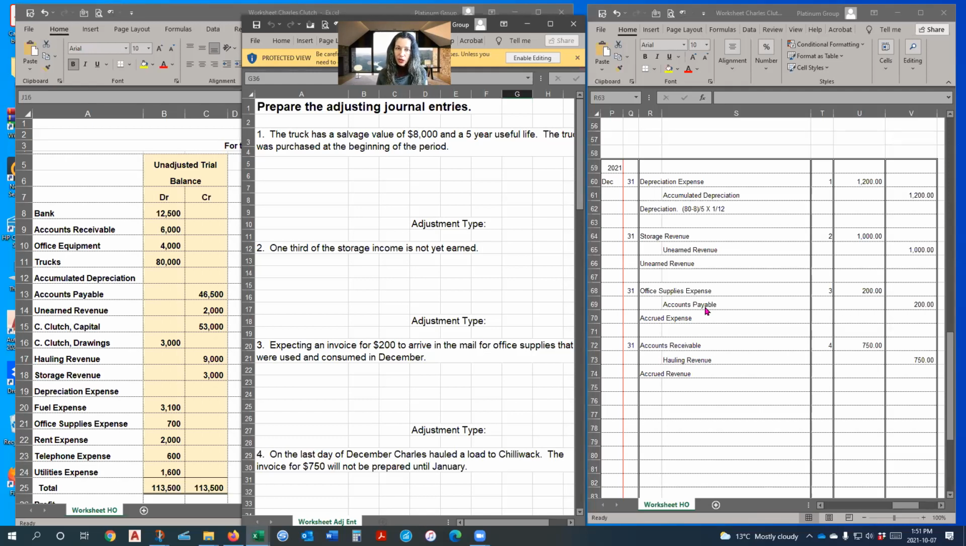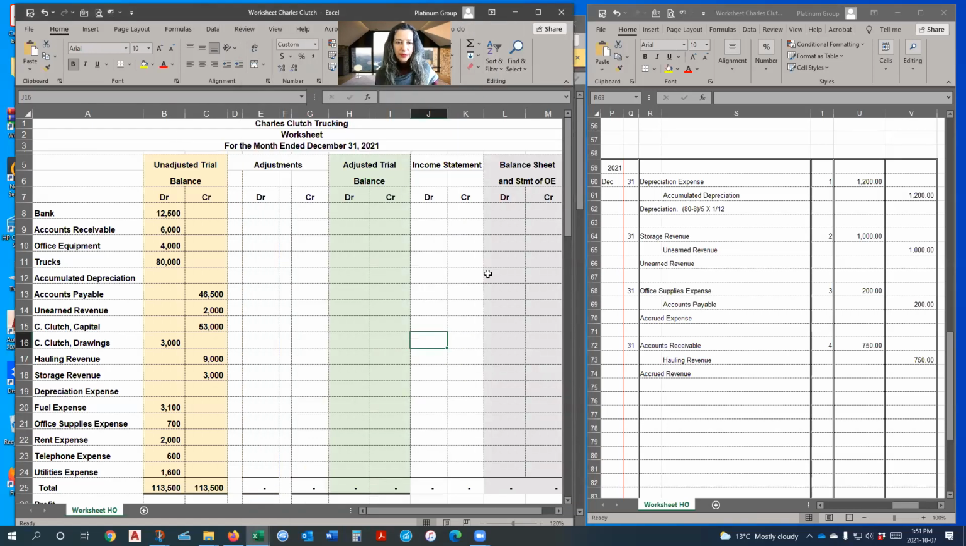Okay, so there's our 4 journal entries. The last 2 were accruals, and the first one was depreciation, and the second one was unearned revenue. So let's go to our worksheet now.